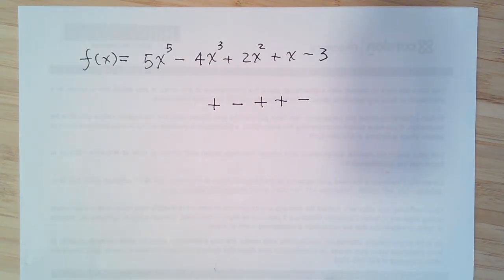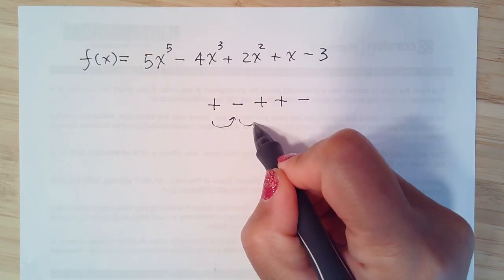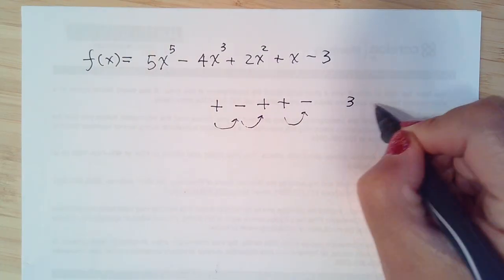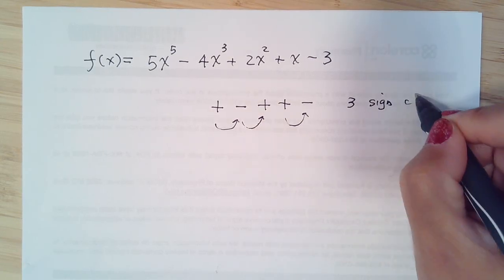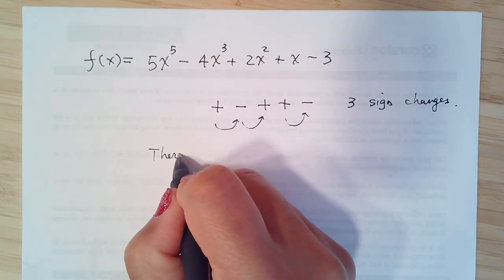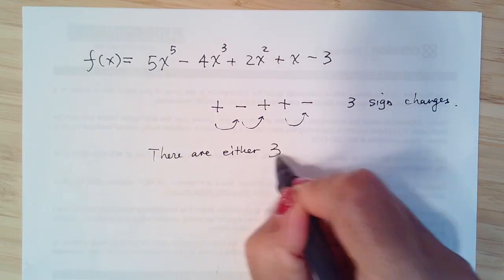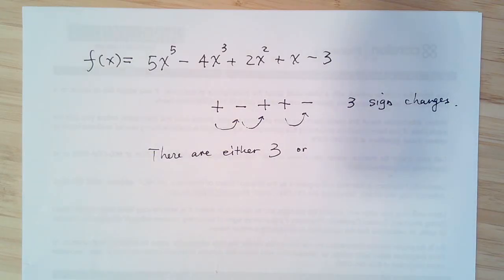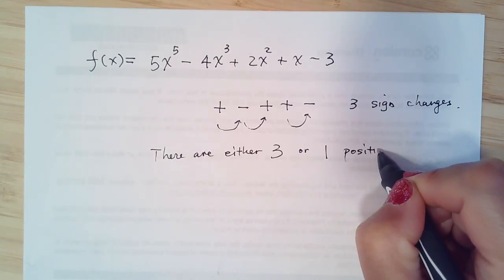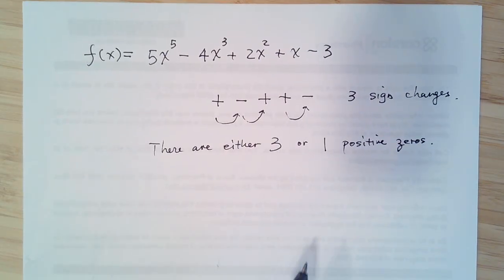Now let's see how many sign changes. Positive to negative, that's 1. Negative to positive, that's another 1. No change here, and there's another change. So there are 3 sign changes. That means there are either 3 or, that means 2 less, which is 1 positive zeros. Okay, that's how it works.